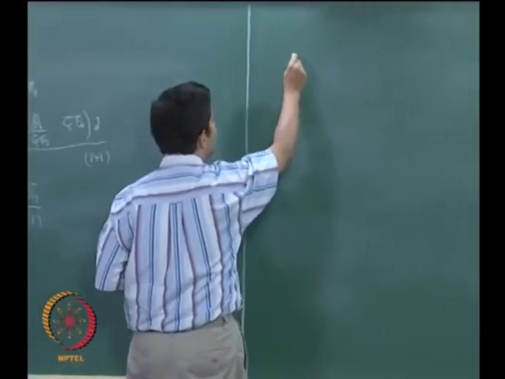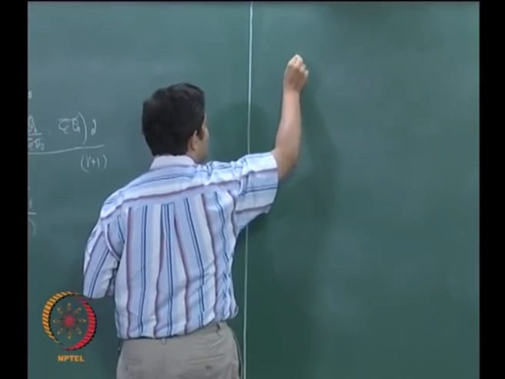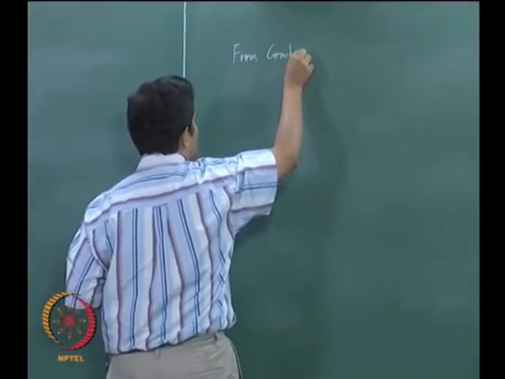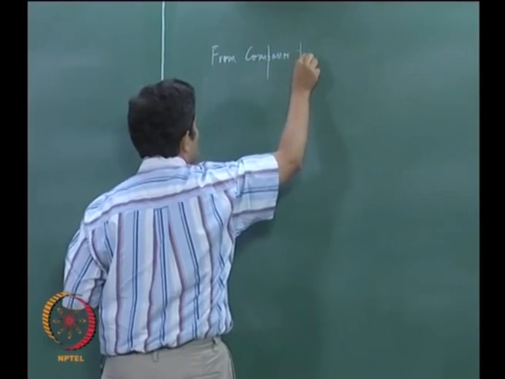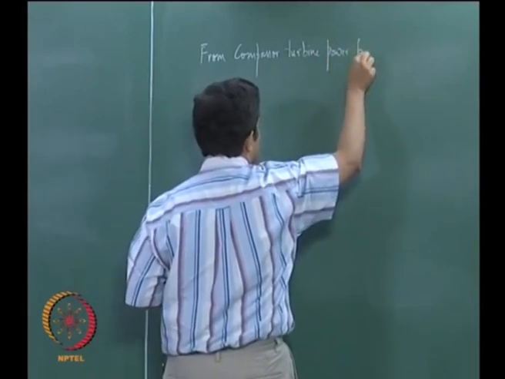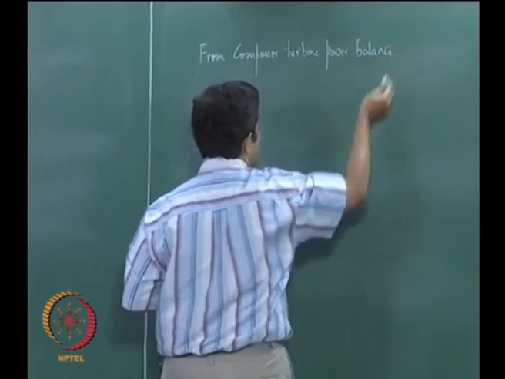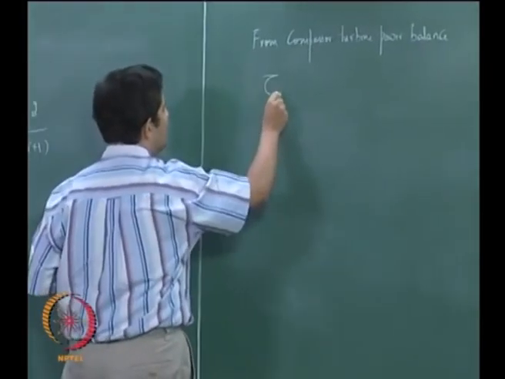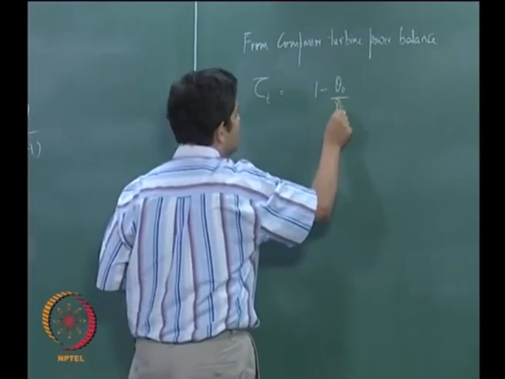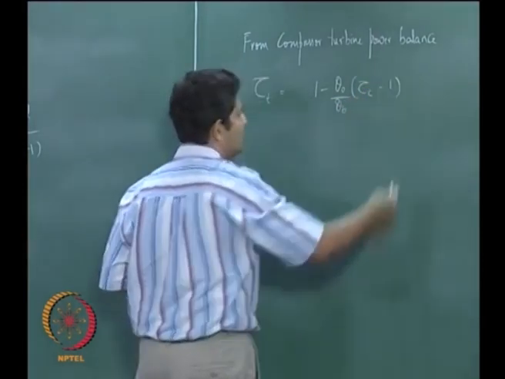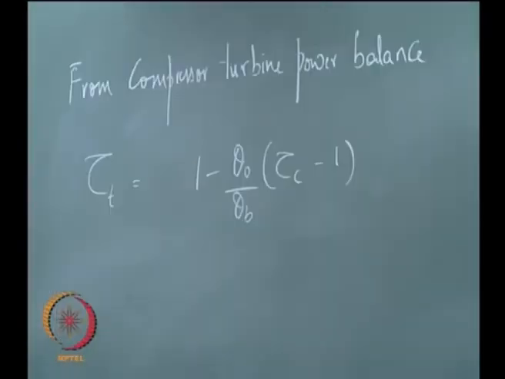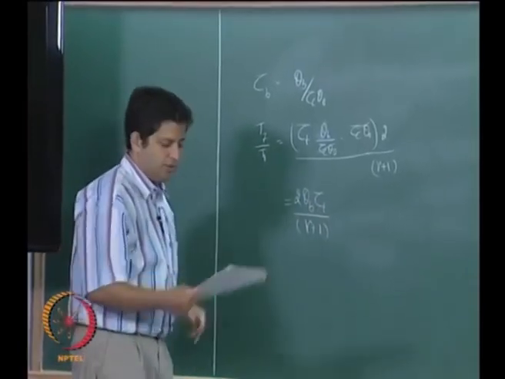So we had derived that from compressor turbine power balance, we had derived that tau t must be equal to 1 minus theta naught by theta b into tau c minus 1. This remains the same, okay. Now we have to find an expression for tau t here. So let us do that.